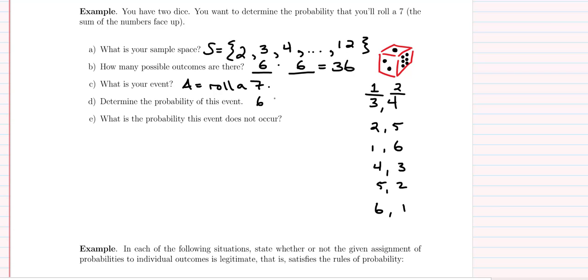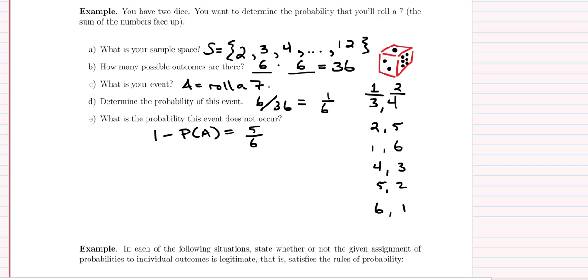Now determine the probability of this event. Well, 6 is the total number of ways we could get 7 out of 36 possible outcomes, which tells me that the probability of rolling a 7 is 1/6. What is the probability that this event does not occur? Well, we take advantage of rule number 4, and that's just 1 minus the probability of A. That tells me this is 5/6.